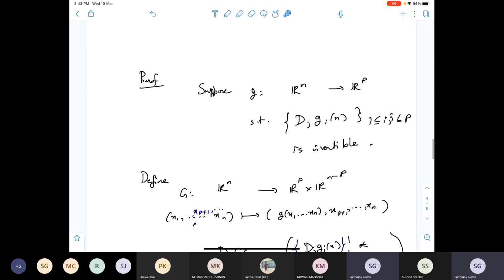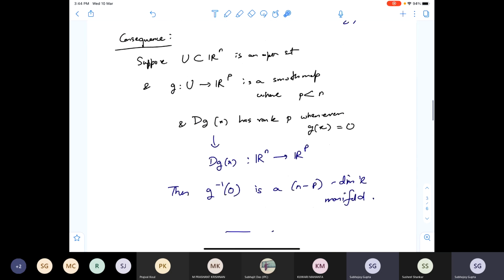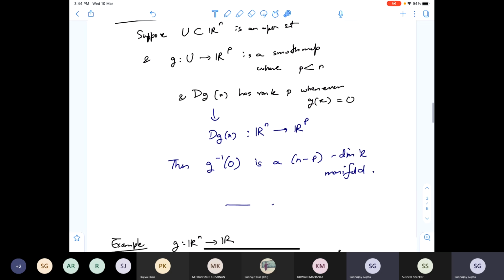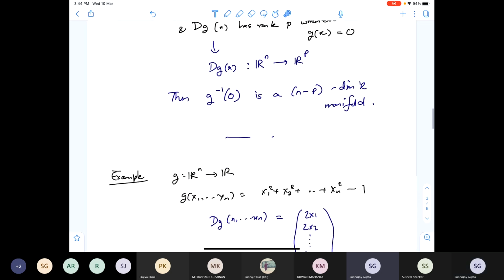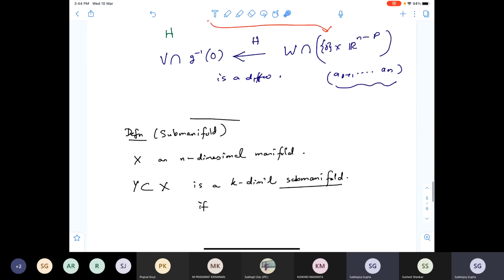This is just maps from Rn to Rp, but later on we'll talk of a similar thing where you have maps from a manifold to another manifold of smaller dimension. So this is a special case of something slightly more general, where you can talk of these inverse images being submanifolds. So let me define the notion of a submanifold here.